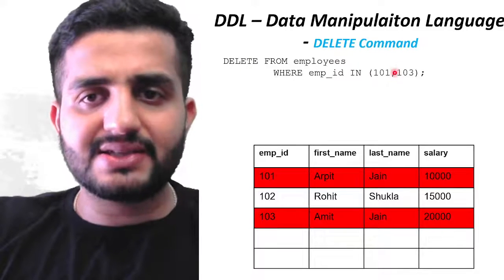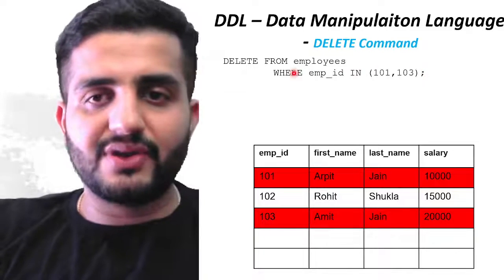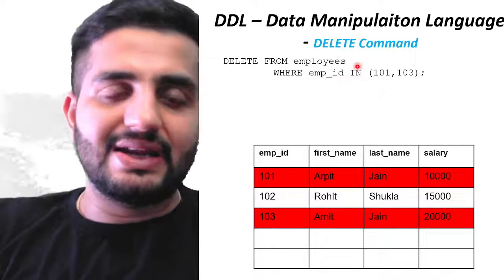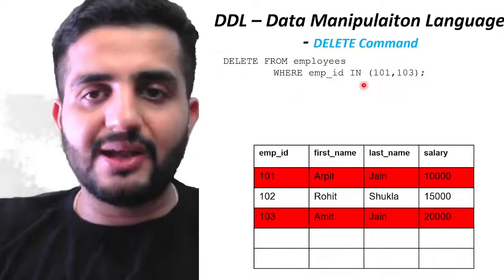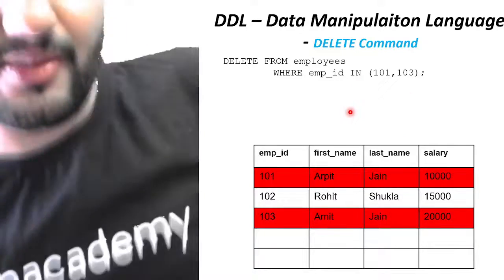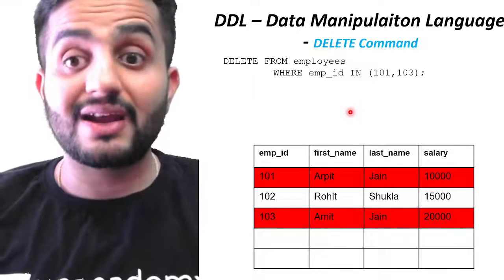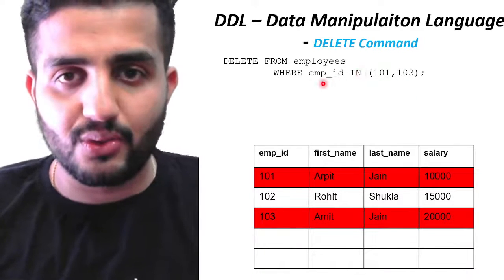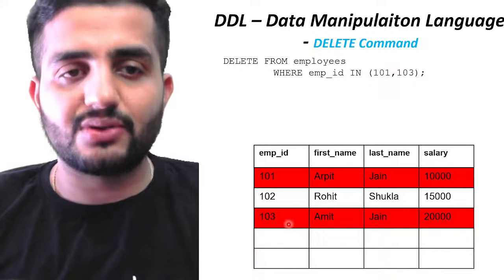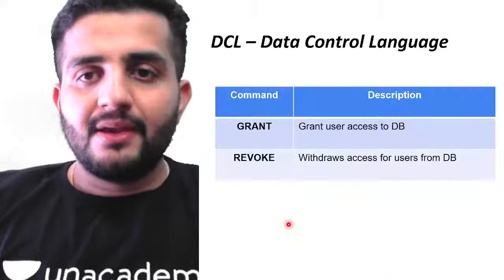Delete again is simple, guys. We are using a set operator, basically a collection object here. We're using the operator in. So I'm saying delete from employees where employee ID in, and in again is one of the operators available in SQL. We can pass the collection object on top of it. I'm saying delete all the rows of employees where the employee ID is 101, 103. It works like that.